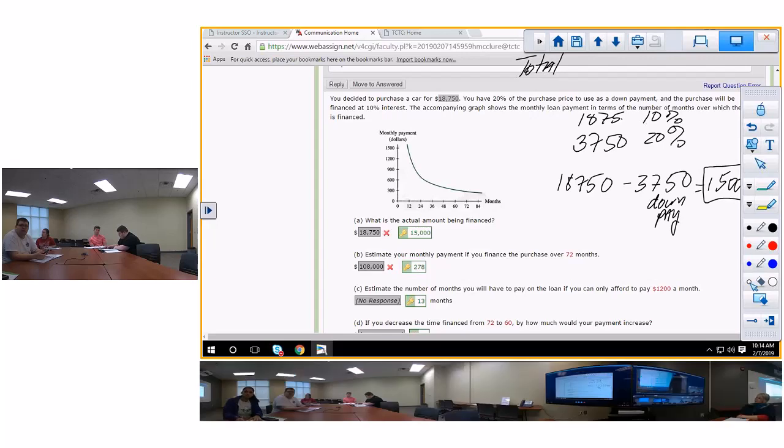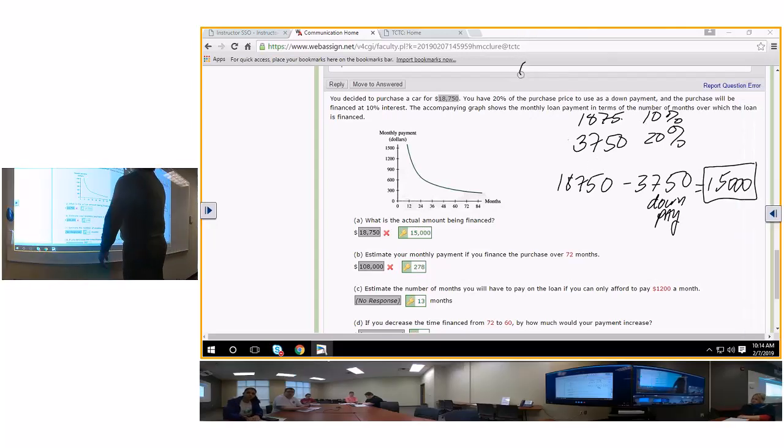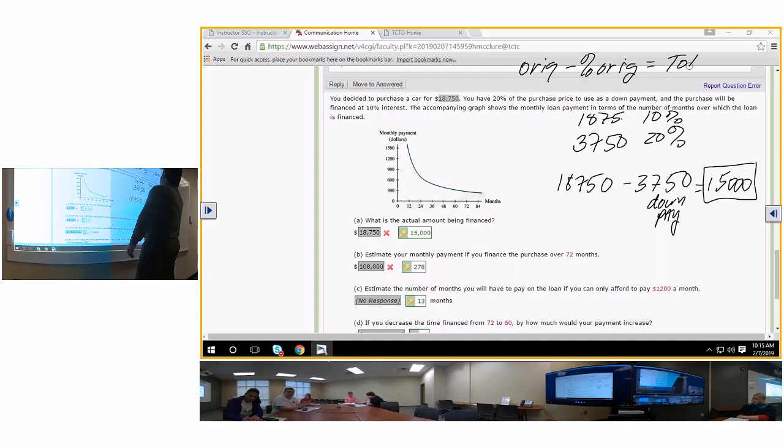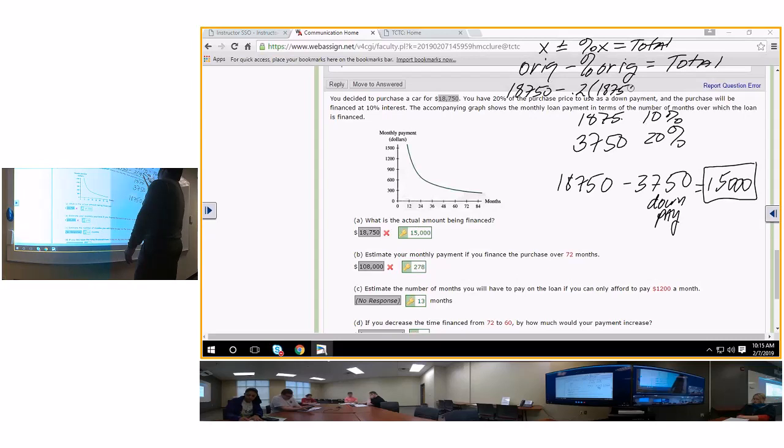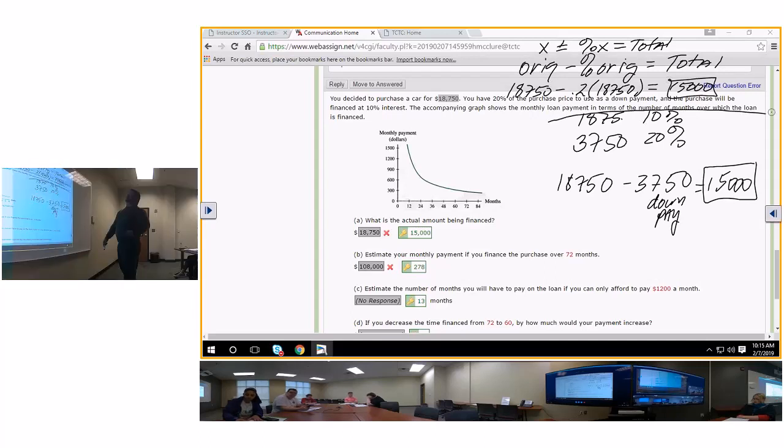The original minus percentage original is equal to the total. Or the Walmart equation: X plus or minus percentage X is equal to the total. And in this case, you're subtracting the down payment from it. So that would be 18,750 minus 0.2 times 18,750 is equal to, and that would give you the 15,000. So either way, if you do it in parts or if you do it with the Walmart equation.